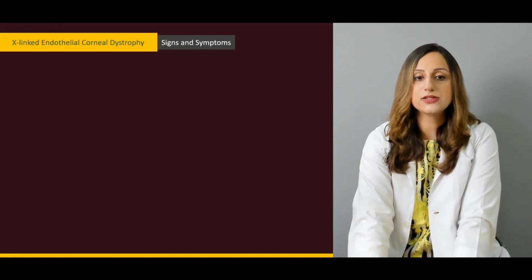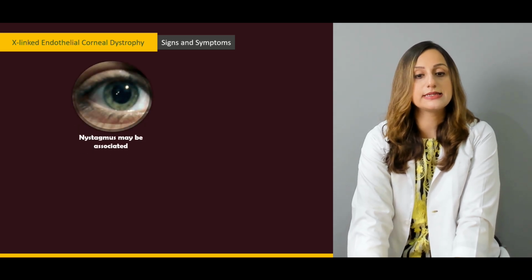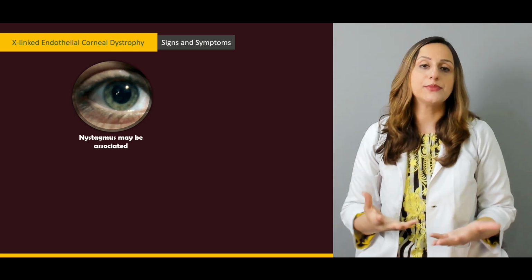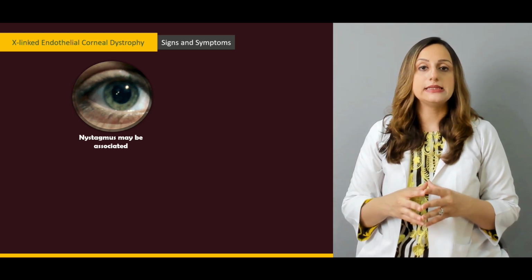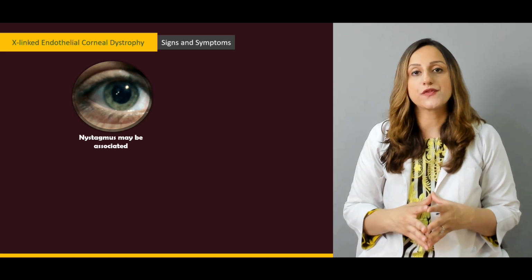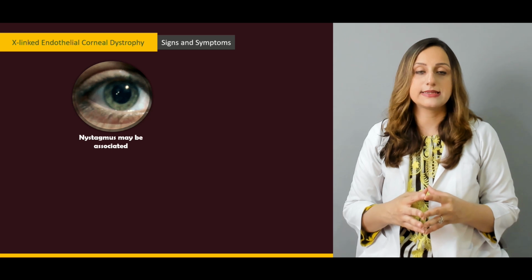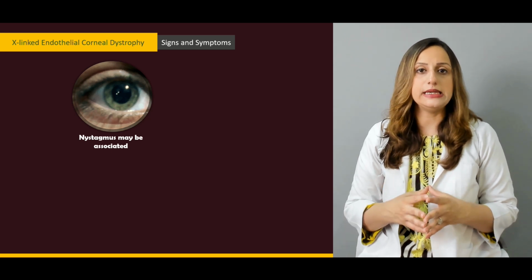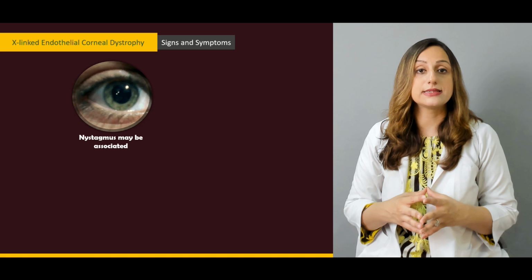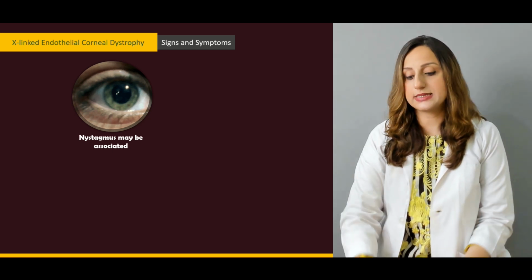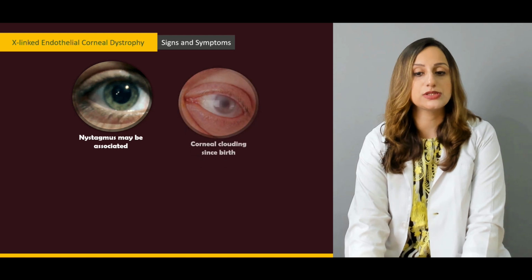The X-linked endothelial corneal dystrophies and the signs and symptoms involved over here are the nystagmus that may be associated with it. Elaborating on nystagmus, the to and fro motions of the pupillary region are basically noted down as the nystagmus. They can be associated with the nerve lesions as well as the opacities. The corneal opacities can basically cause this kind of a nystagmus in this patient.